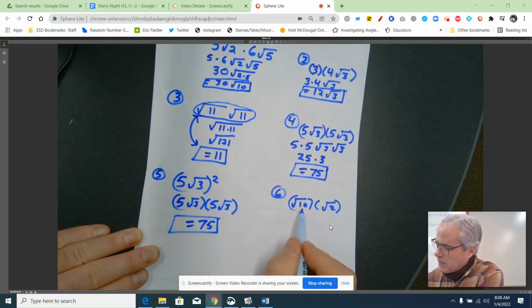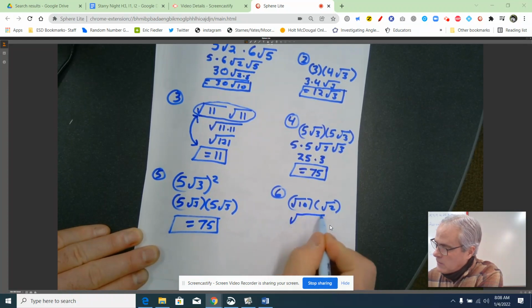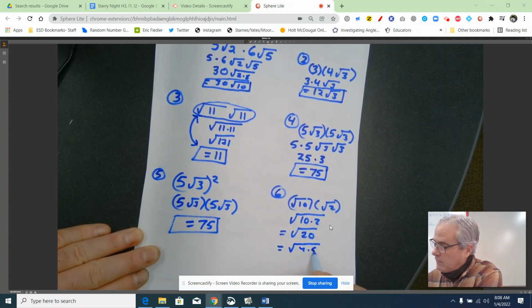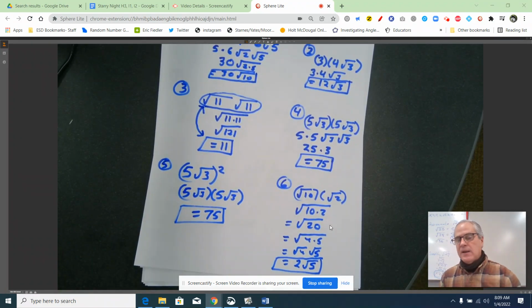Okay, let's look at the last one. Square root of 10 times square root of 2. I can put them underneath the radical, which gives me the square root of 20. Now I get a lot of students that will say, hey, I'm done. Well, did you check? When you multiply, sometimes you'll enter in perfect squares that need to be factored. 4 goes into 20. So I can write this as the square root of 4 times 5, which is the square root of 4 times the square root of 5, and the square root of 4 is 2, so the answer is 2 root 5. Please remember to always check the radicand, the number underneath the radical sign, to see if you can factor it before you say that you are done.